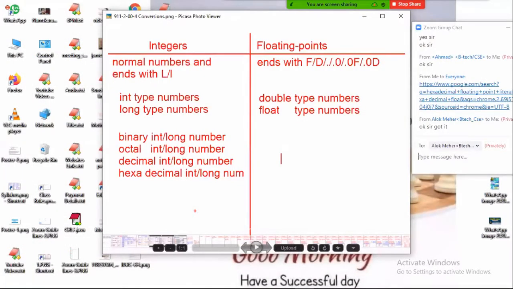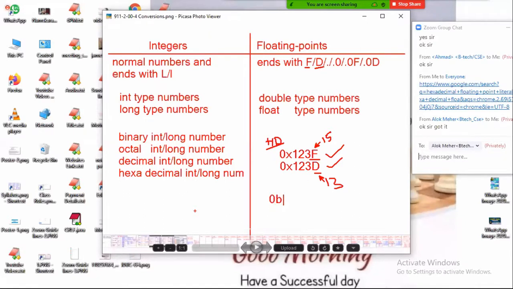Now try to answer. Is it right or wrong? Click on raise button. 0x123f. Is it right? Floating point is represented by f and d, right? I'm writing 0x123d. Are these allowed or not? Allowed. Tell me, is it a floating point number? No. This f is considered as 15 and this d is considered as 13. It is a hexadecimal number. It is not a floating point number.